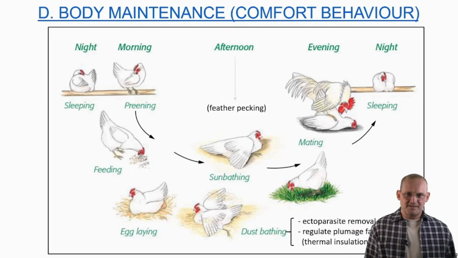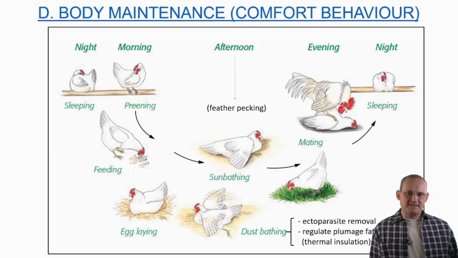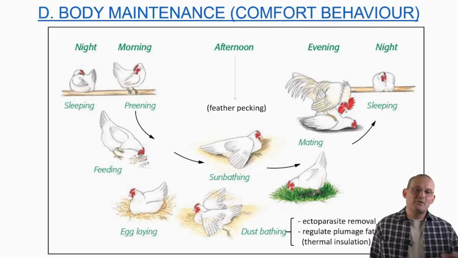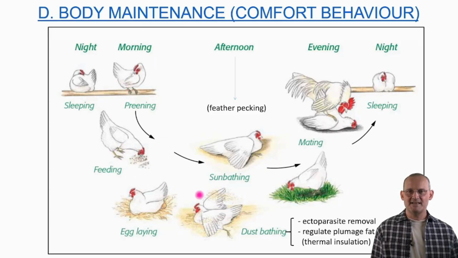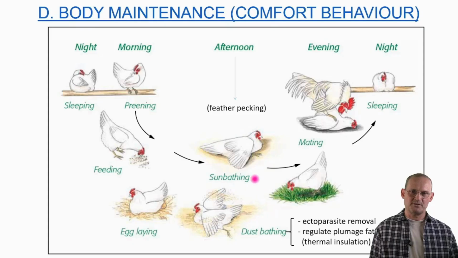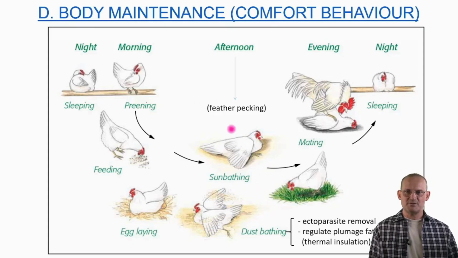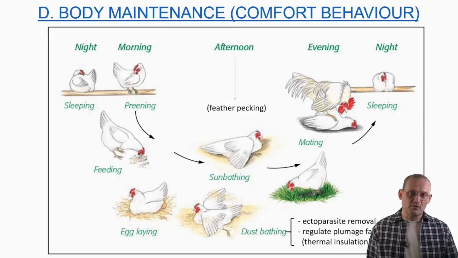Here is an illustration of the daily pattern, an average daily pattern for a laying hen. So very obviously sleeping and roosting at night, and when they get up in the morning, they often start by preening. Then they feed and lay an egg, and then towards the afternoon they like to do a bit of dust bathing if possible, and sunbathing. And this is also the period when feather pecking could be more prevalent.